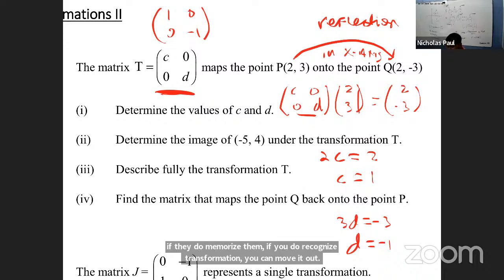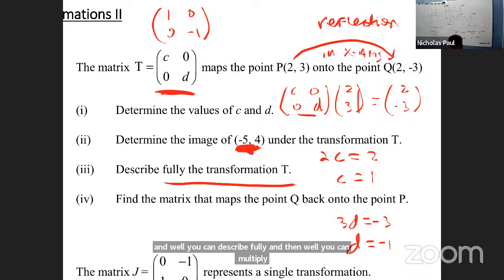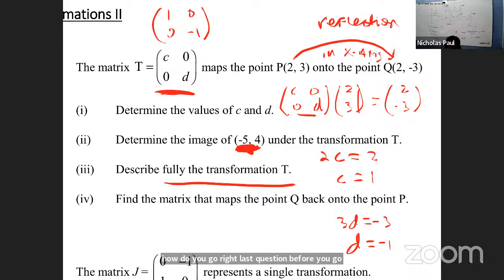Everybody okay with that? You can describe it fully, or you can multiply. Last question before you go. How do you do part 4?